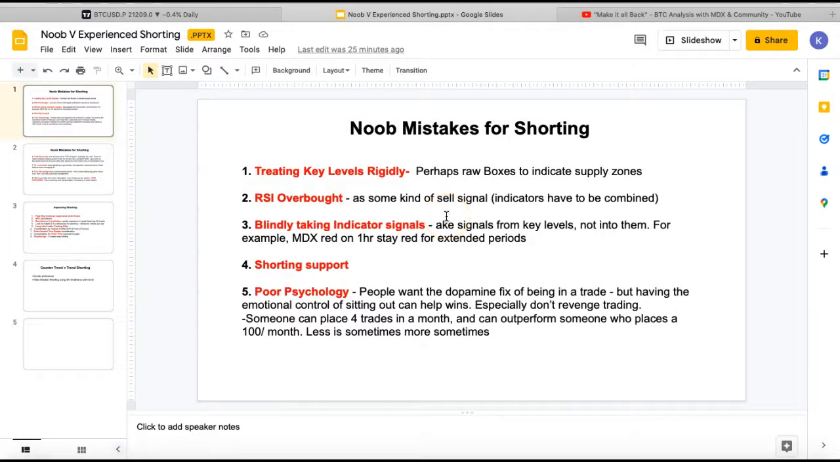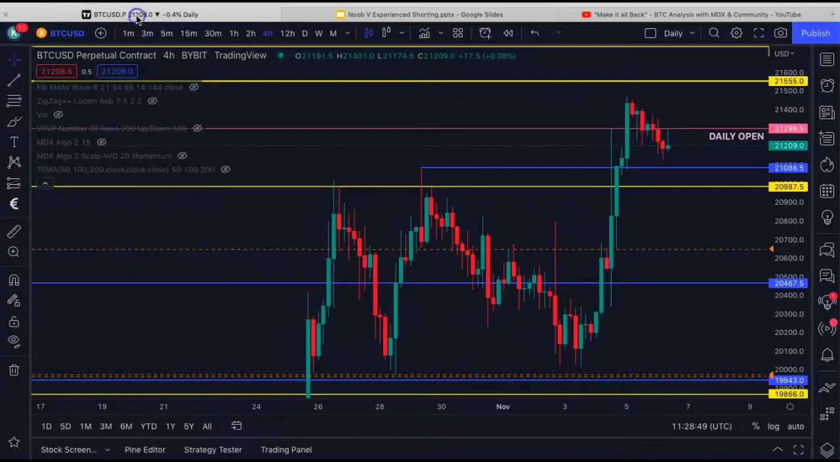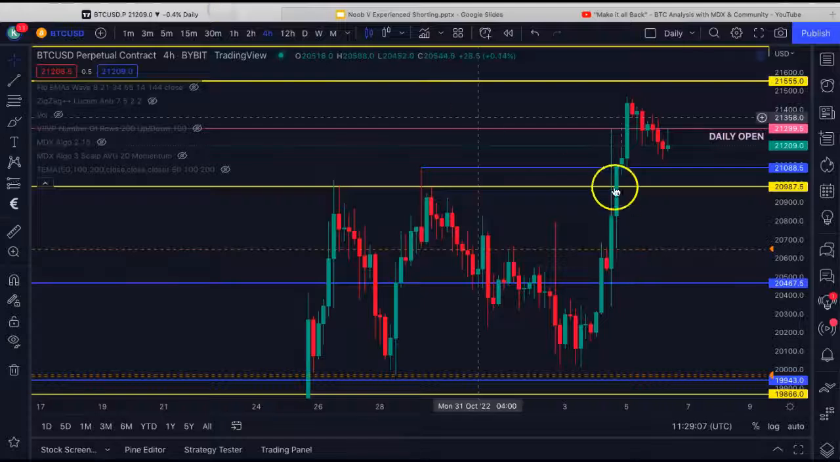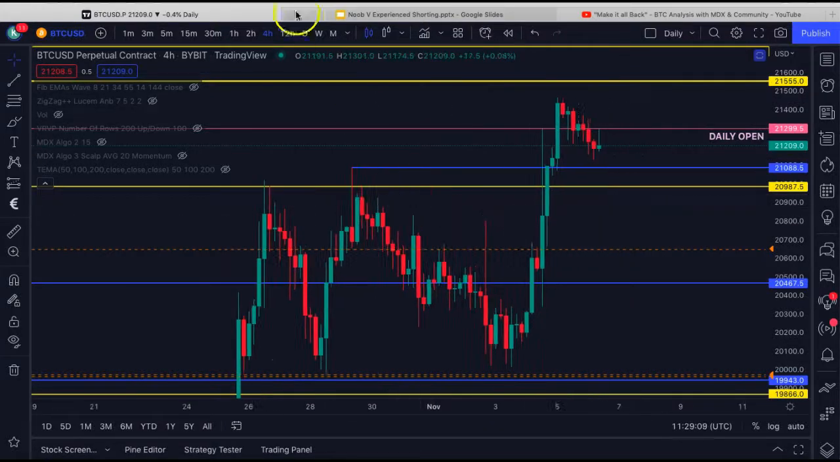So one of the common mistakes I see is that people treat key levels rigidly, but key levels are very subjective, right? One person can draw a key level here, another person might draw a key level below that. Sometimes people see a huge run-up, and they assume that because they've drawn a line there, it has to stop and then reverse. So, key levels are very subjective. And some traders actually draw boxes as well, just to indicate supply zones and demand zones.